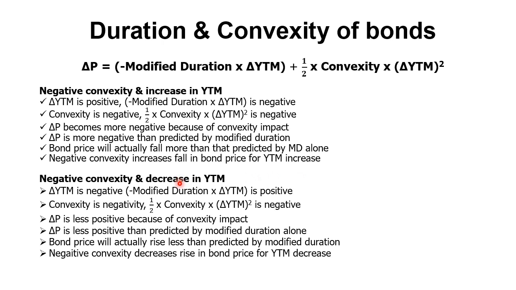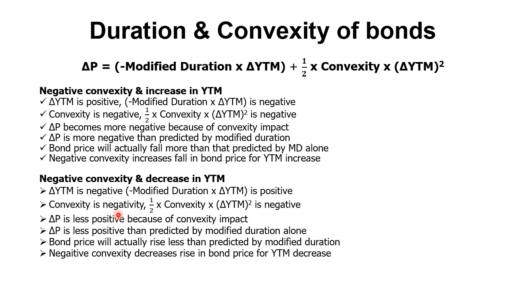Let's take the case of negative convexity and decrease in YTM. If the YTM decreases, delta YTM will be negative. Therefore, the first term on the RHS, that is minus modified duration into delta YTM, will be positive. The second term will always be negative if the convexity is negative.